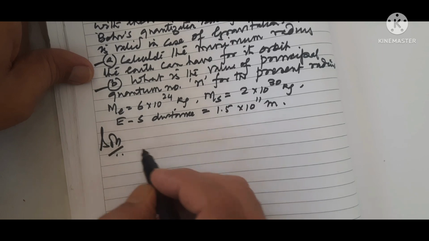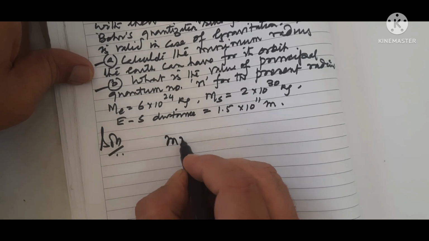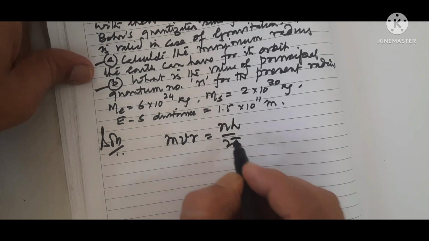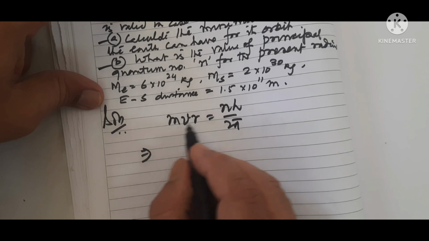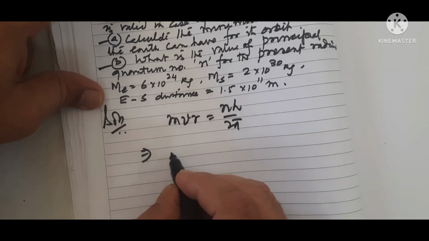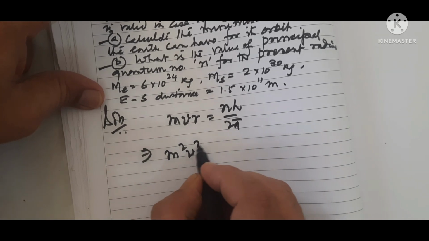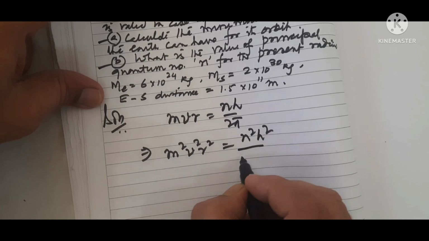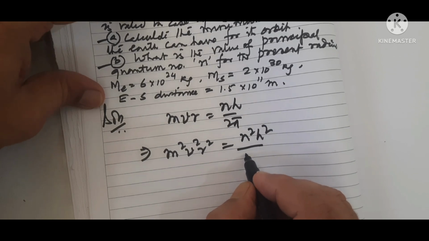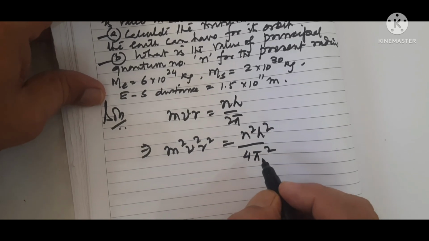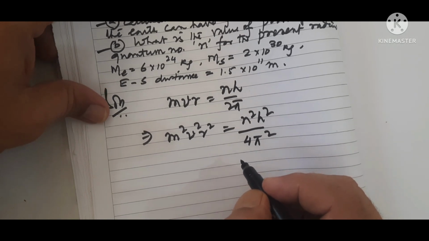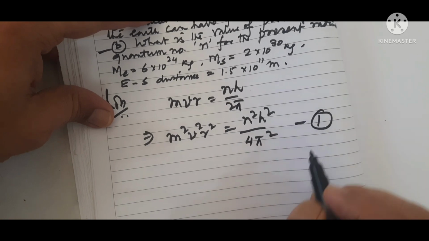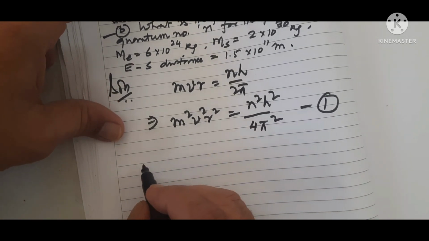So how to solve? We know Bohr's quantization: mvr is equal to nh by 2 pi. Angular momentum is equal to nh by 2 pi. Square it: m square v square r square is equal to n square h square by 4 pi square, right? Both sides we are going to make it square. Okay, so one equation has come up to here.